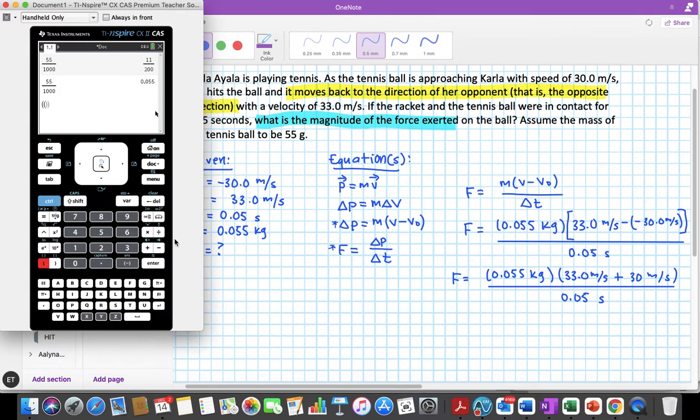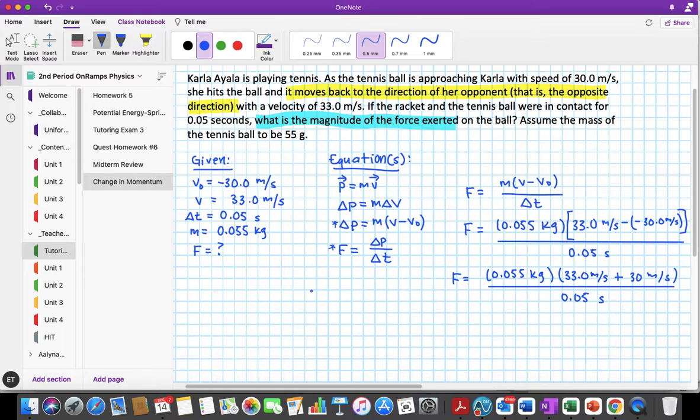So right, we have double parentheses. So 0.055 times 33 plus 30, divided by 0.05, 69.3. Okay, 69.3, that is the force. 69.3 newtons. It's force. Hopefully you see that it's kilogram times meter per second squared. But just know that's Newton.